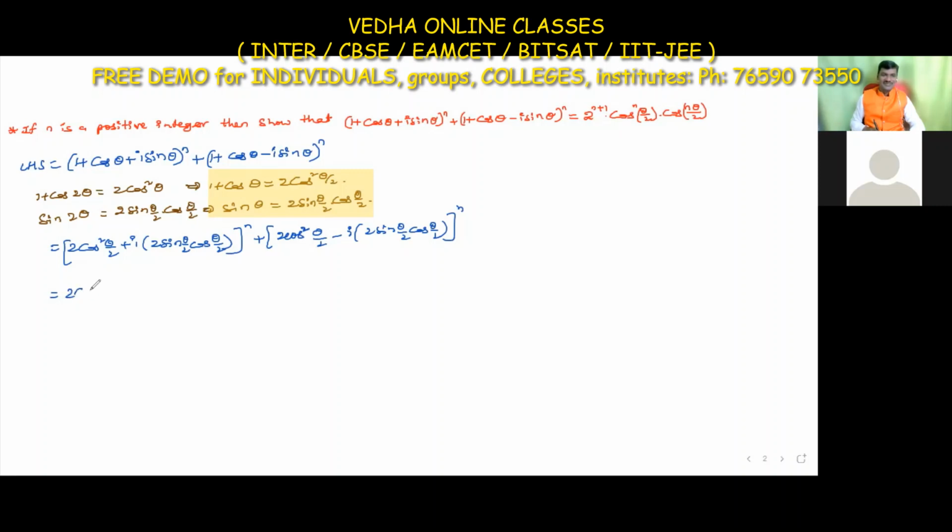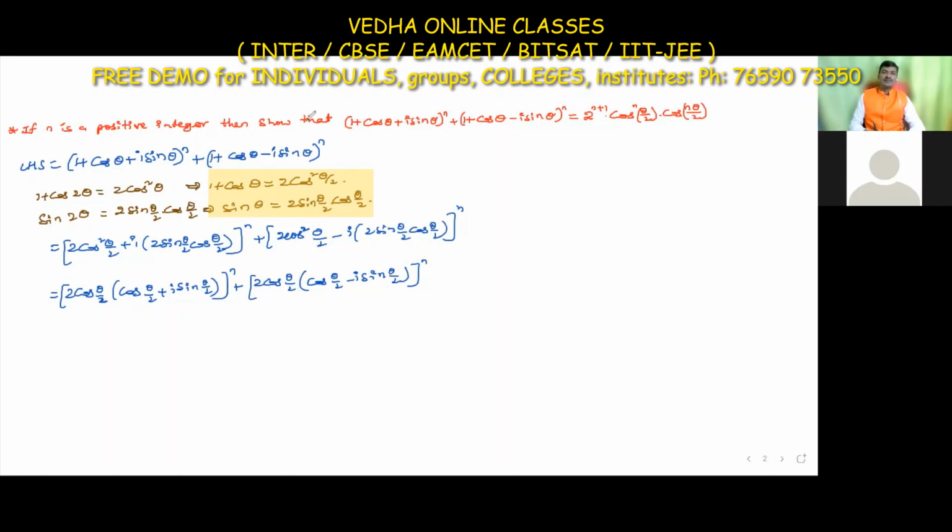So 2 into cos theta by 2 is common. If you take 2 and cos theta by 2 common, then remaining is cos theta by 2 plus i into sin theta by 2, whole to the power n. Now in this also, we can take 2 cos theta by 2 common. What is remaining here? cos theta by 2 minus i into sin theta by 2, whole to the power n as usual.